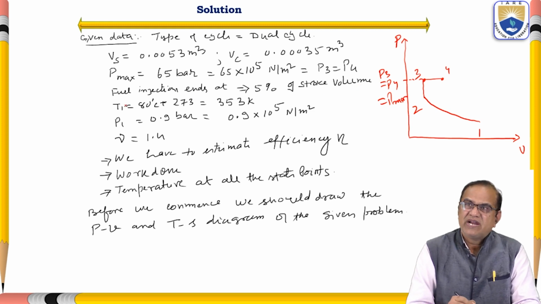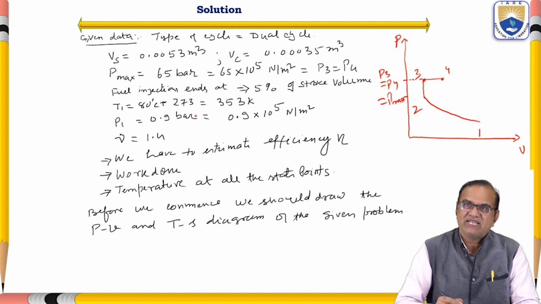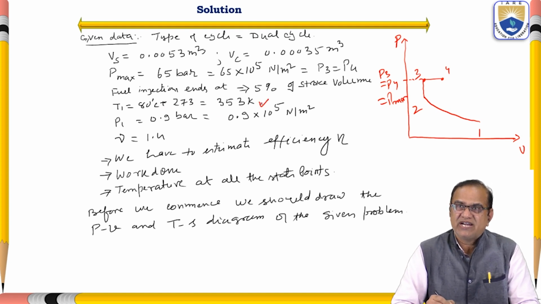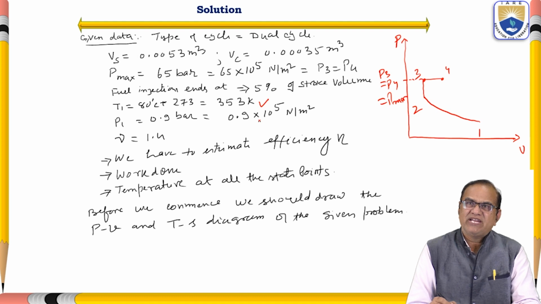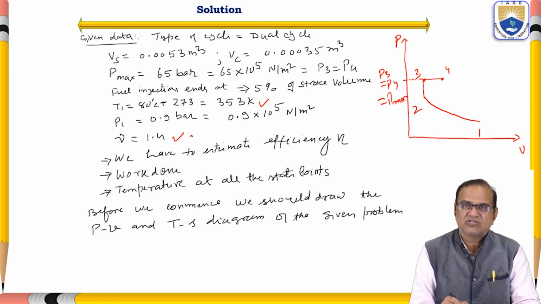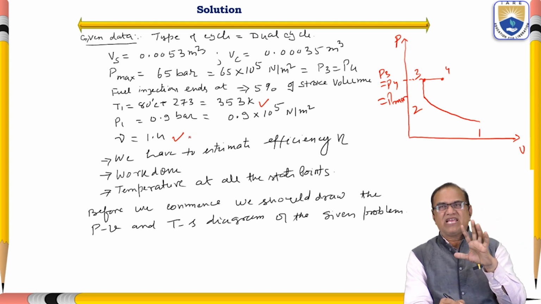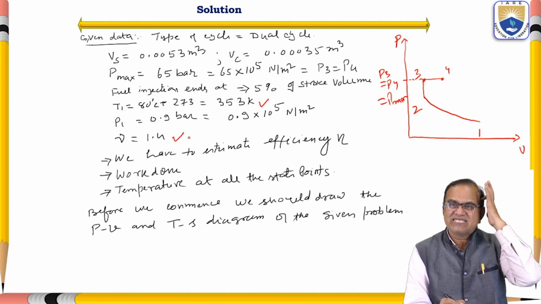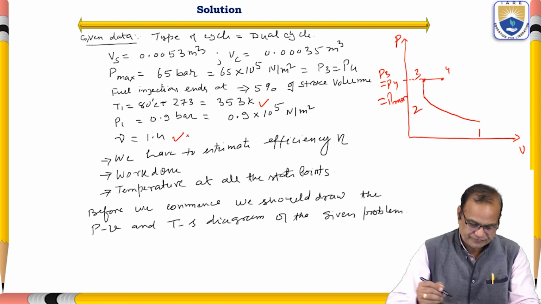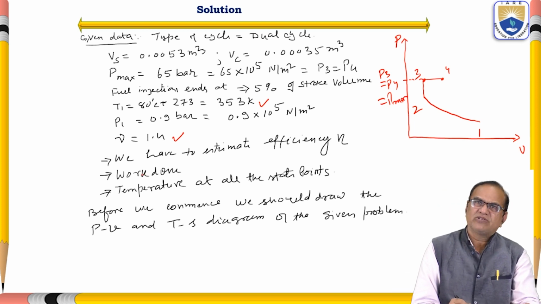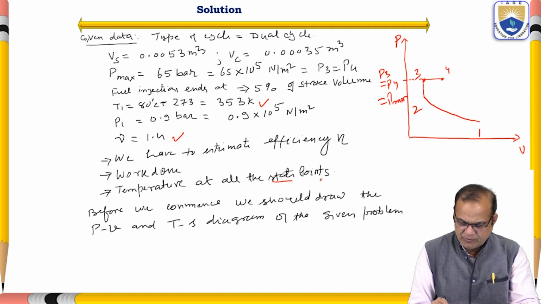So here T1 is equal to 80 degrees centigrade plus 273, which is 353 Kelvin. P1 is equal to 0.9 bar, that is 0.9 into 10 to the power 5 Newton per meter square, and gamma is equal to 1.4. If this is not given also, and it is an air standard cycle, we have to use this index as 1.4.